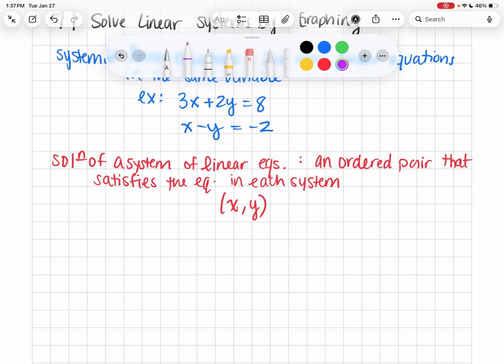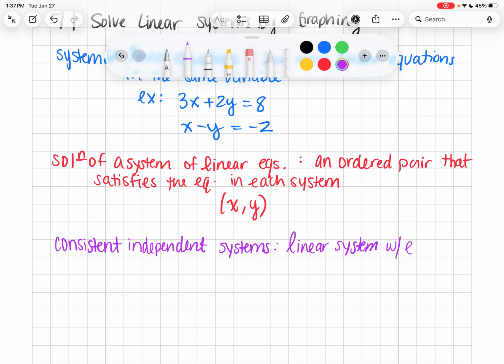We have consistent independent systems, which is a linear system with exactly one solution.